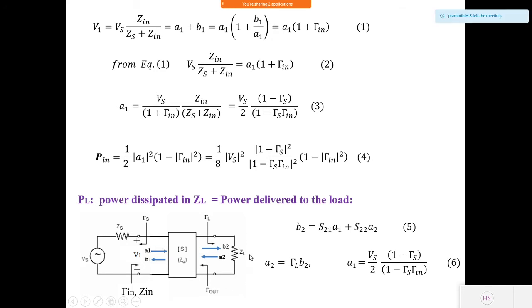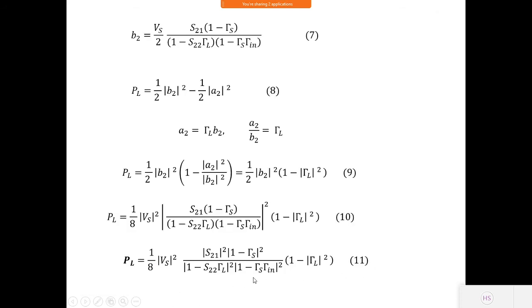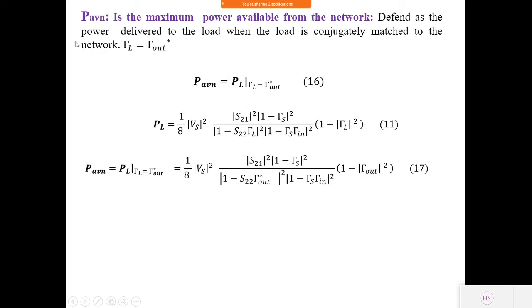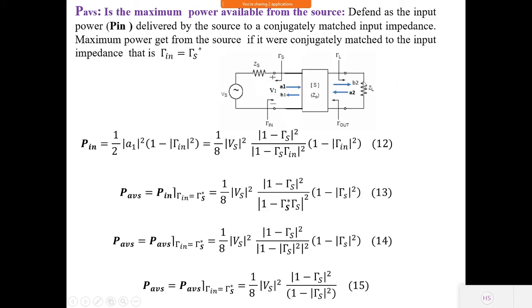Then what is the power delivered to here? That is the PL here, what we got in this equation. Now PAVS, this is the PAVS, that is input power, what we defined, but for that this should be matched with this. That is for PAVS. Okay, here PAVN means it is related to the load. So it is the power delivered to the load, but under matched condition. That's all. ΓL should be matched with Γout.